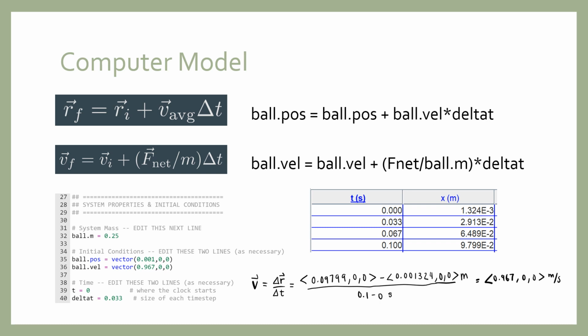I set the cart mass to 0.25 kilograms, but any number would produce the same result, as F net is 0 and therefore mass is cancelled out in the calculations. I set the initial ball position to 0.001 meters in the x direction, as that was the data I received from Tracker, and I calculated the initial velocity from the first tenth of a second, as I determined this amount of time reasonable to estimate initial velocity.